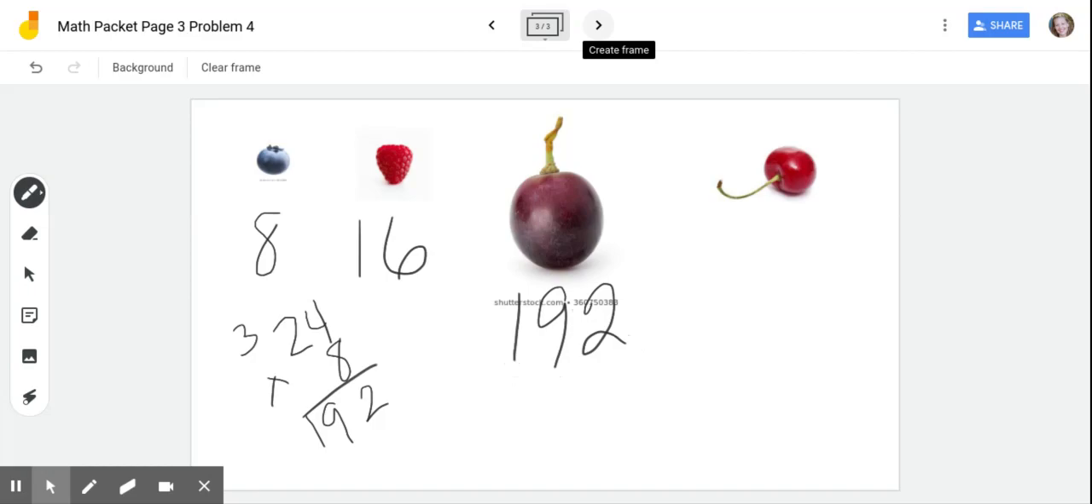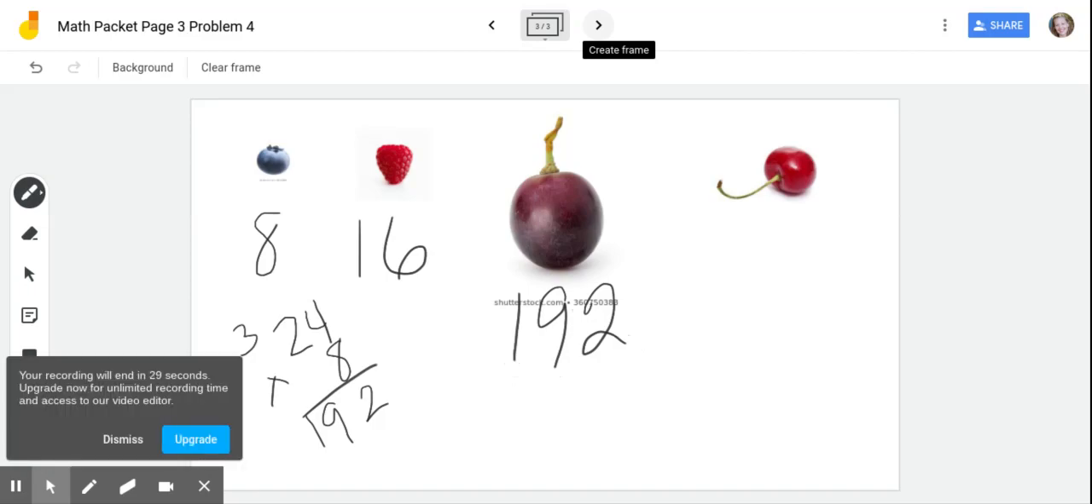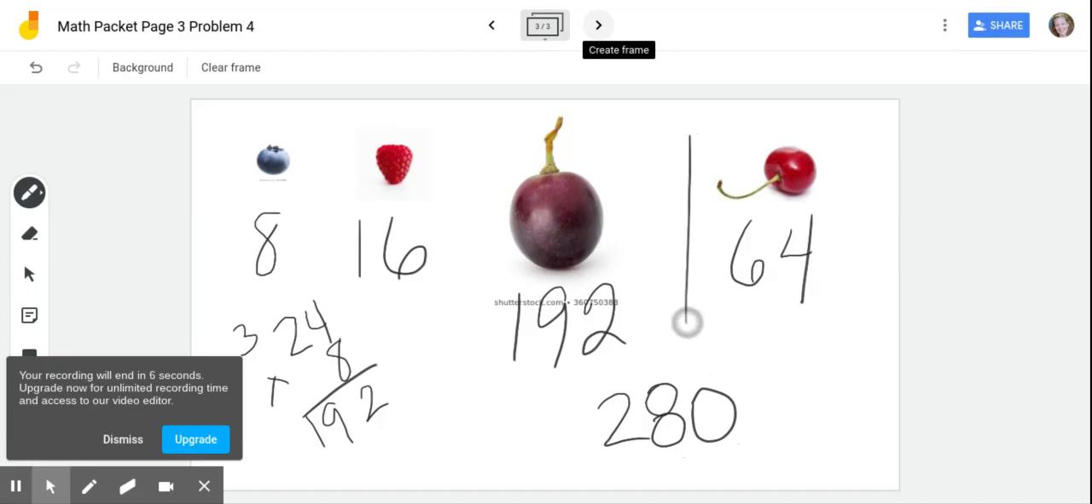And my cherries are what? Times 8. Oh, 8 times 8, that's 64. And the question was, how many cherries would be in my salad to equal 280? 64 plus 192 plus 16 plus 8. Guess what it is, folks? 280. And my answer is there would be 64 cherries.